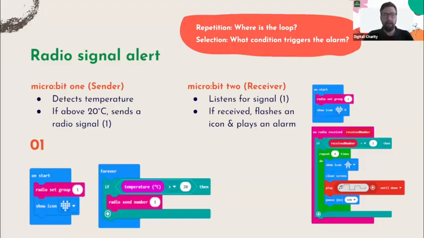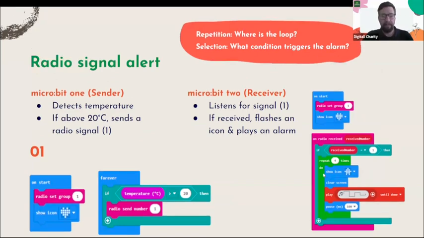So where is the loop? We've got that in the repeat 4 times, but we also have a forever loop there. So it's got 2 different types of loops. And both of the microbits have got an if statement as well. Okay, temperature being bigger than 20 triggers sending the number. And if number 1, if that is true, that triggers the alarm to go off on the other microbit.